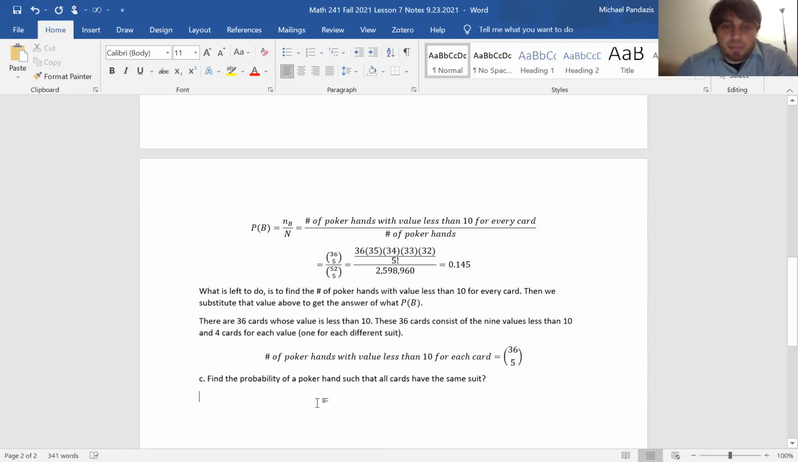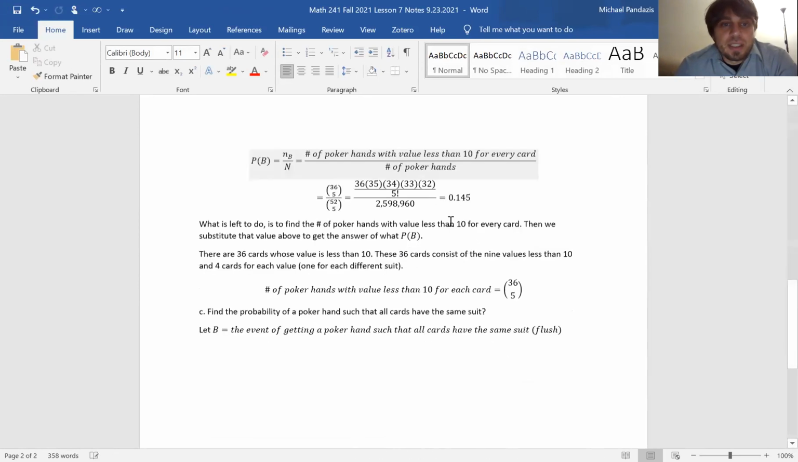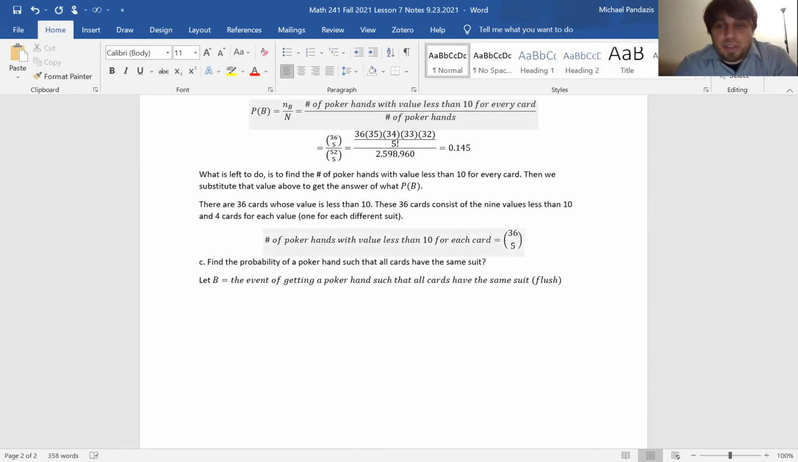Okay, so part C, find the probability of a poker hand such that all cards have the same suit. Let's introduce notation again. Let B equal the event of getting a poker hand such that all cards have the same suit. This is called a flush. So the goal is to find the probability of that event B.